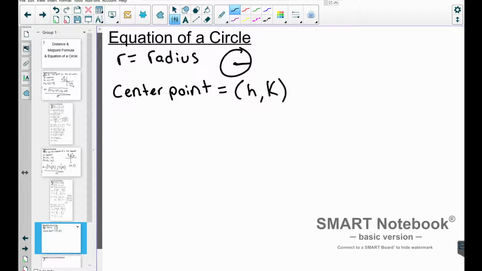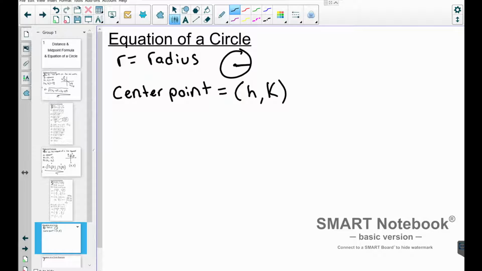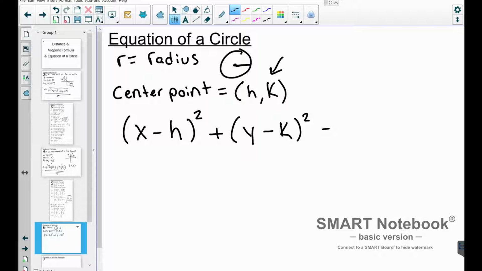So let's do an example. I guess before we do an example, I should give you the actual equation. I got a little bit ahead of myself there. The equation of the circle is as follows. You'll have a point x, which will stay as that x, minus our h, which is one of the coordinates in our center point, and that will be squared, plus a y point, which will stay as a y, minus our k, the second coordinate in our center point, and that will also be squared. And that is going to be equal to the radius squared.